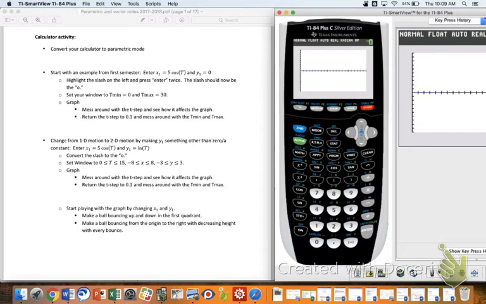Just leave it as is. I think it defaults at 0.1.